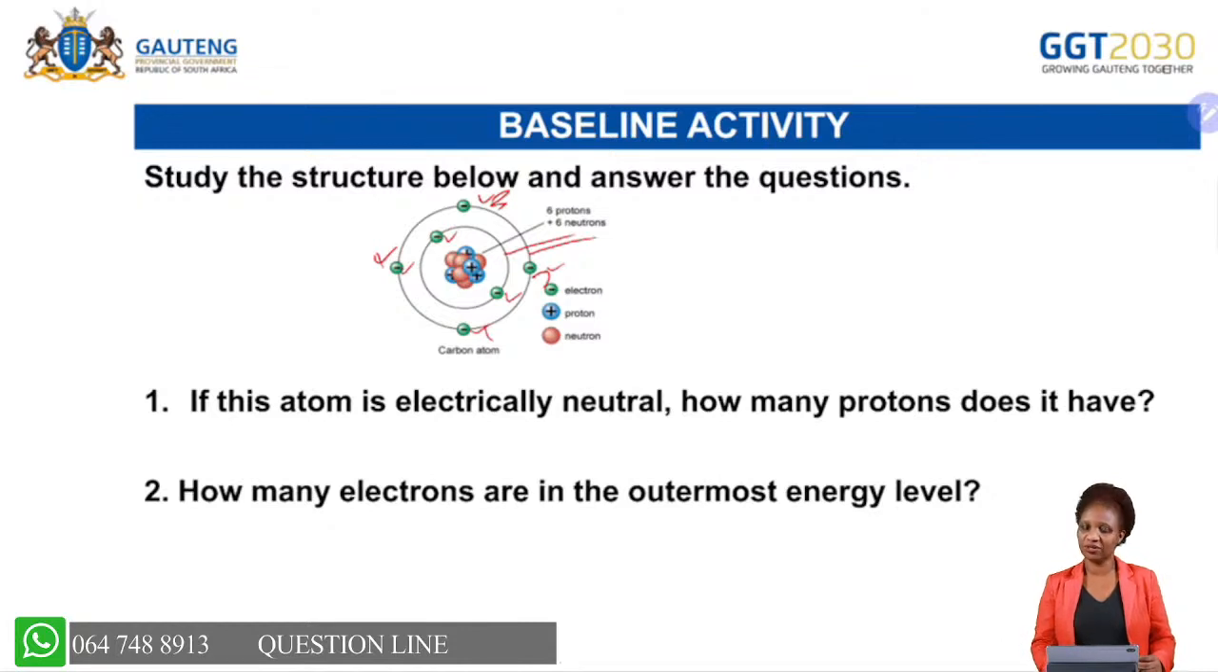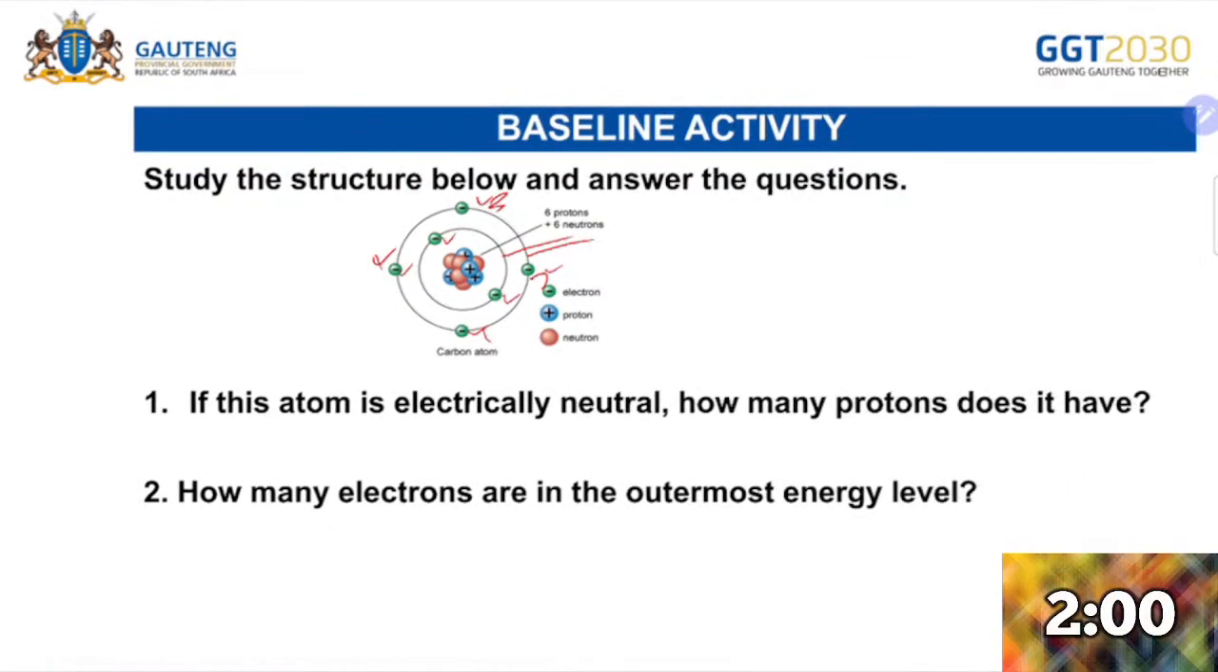Let's look at the questions. You are going to answer the questions here. Question number 1 says, if this atom is electrically neutral, how many protons does it have? Question number 2, how many electrons are in the outermost energy level? I'll give you 2 minutes to answer the baseline activity. Please answer on your own. Start writing.